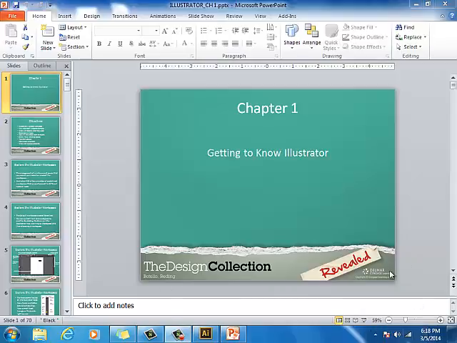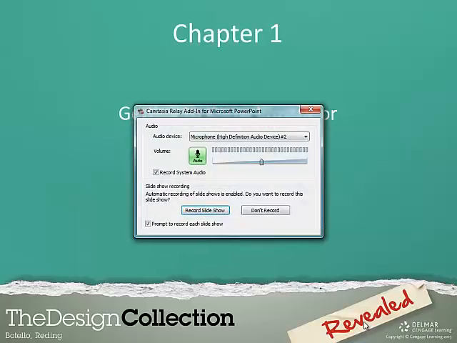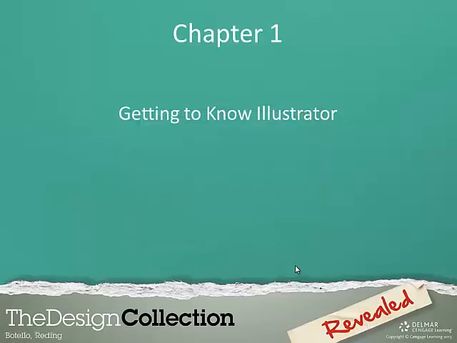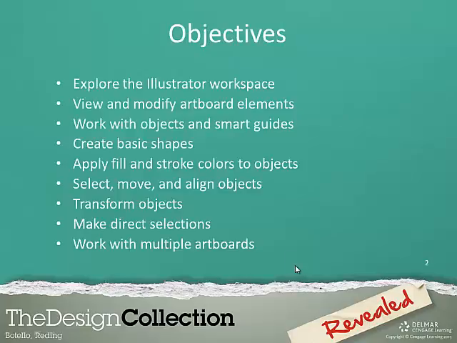Okay, this is the Illustrator Chapter 1 lecture. It's on getting to know Illustrator. In this chapter, we are going to explore the Illustrator workspace, view and modify artboard elements, work with the objects and smart guides, create basic shapes, apply fill and stroke colors to objects, select, move, and align objects, transform objects, make direct selections, and work with multiple artboards.